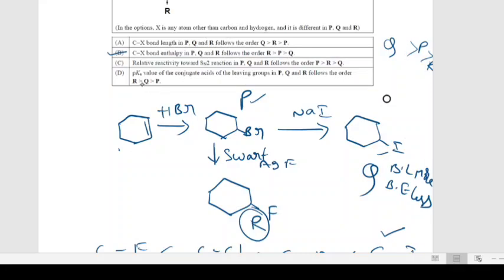Considering the pKa values, iodobenzene is a better leaving group, right? A better leaving group is the one having the lower pKa value, but they have given the higher pKa value for this R1. So option D is also wrong. Hence the correct option is the next one.